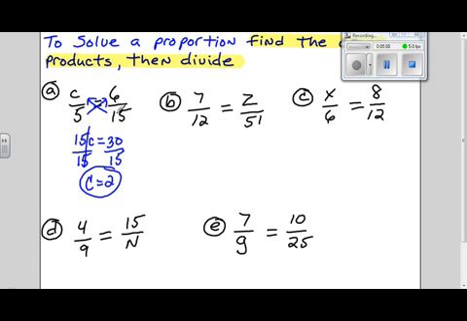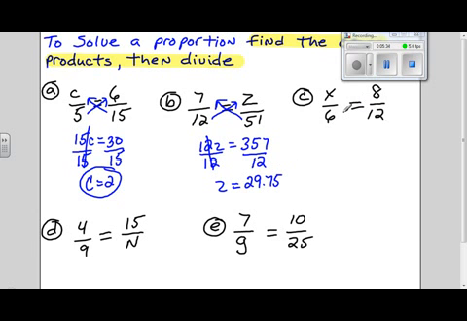All right, let's try the next example. Cross products, 12 times z, 12z, 7 times 51, 357. I use division to solve for z. When I divide both sides of the equation by 12, z is going to be equal to 29.75.